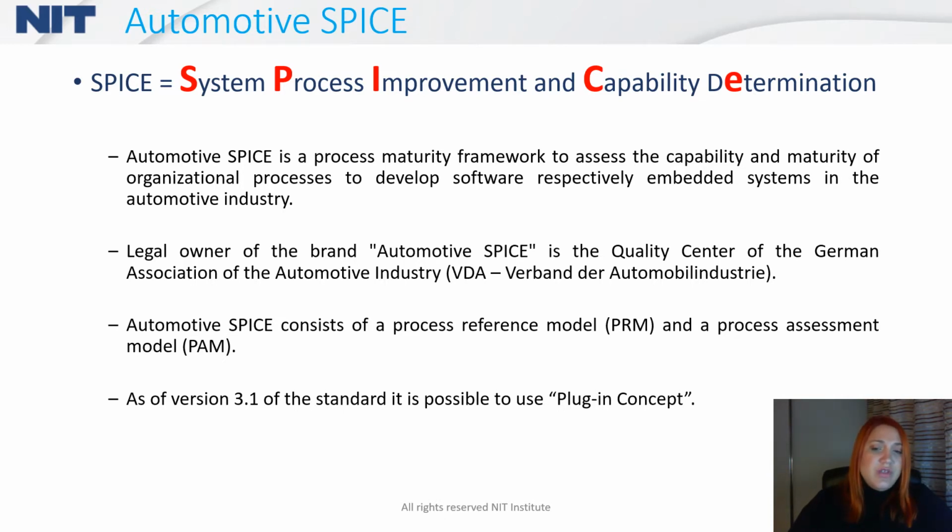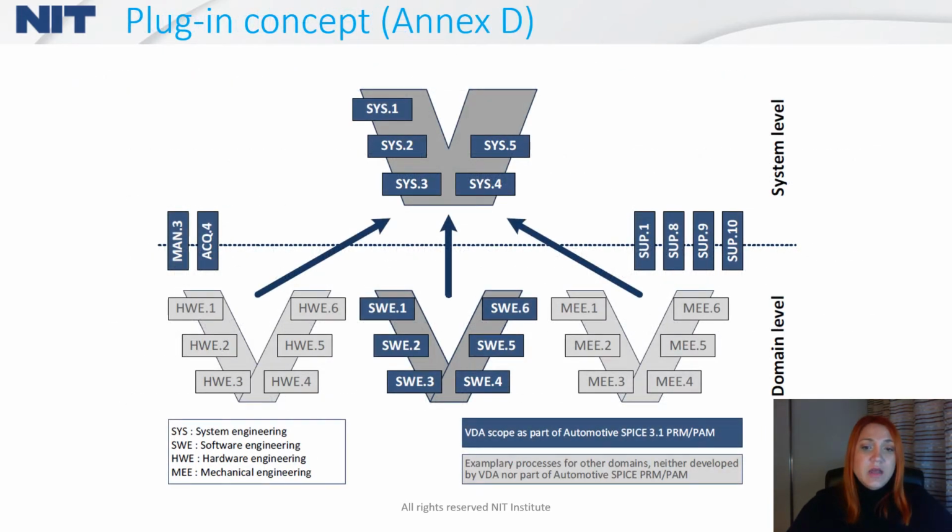As of version 3.1 of the standard, it is possible to add further engineering disciplines like hardware or mechatronics and the corresponding domain-specific processes to the scope of Automotive SPICE. Depending on the product to be developed, you will add those parts to Automotive SPICE as you need. This concept is called the plugin concept. The plugin concept is part of Annex D of the official standard, and it is represented through 4 mini-V models.